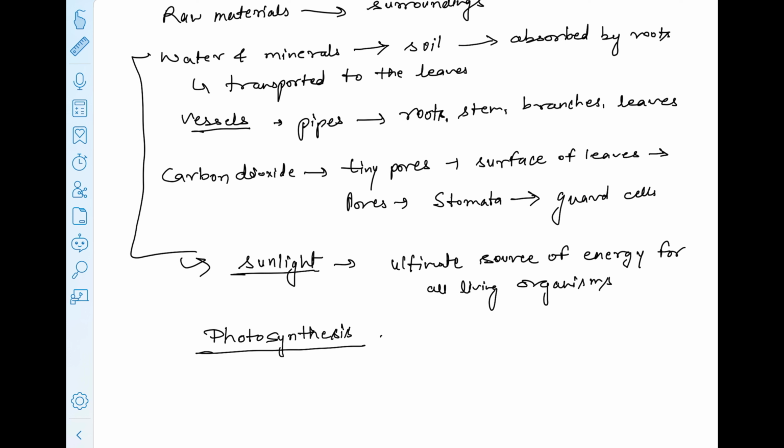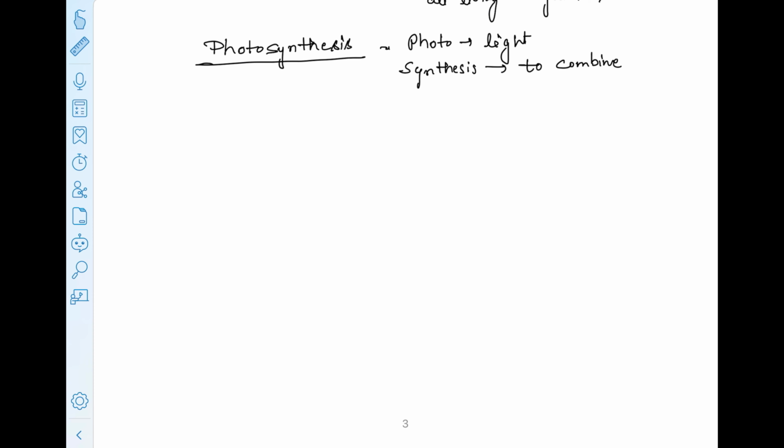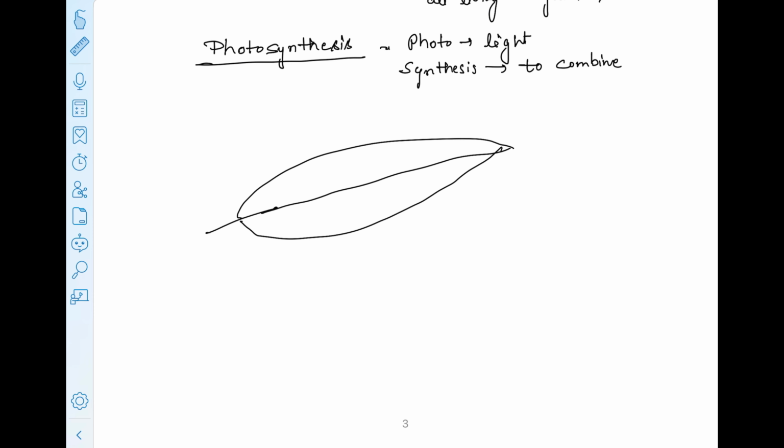Okay, let's break it down. Photo means light and synthesis means to combine. We are going to discuss this process in detail. Let's first draw a structure of a leaf.